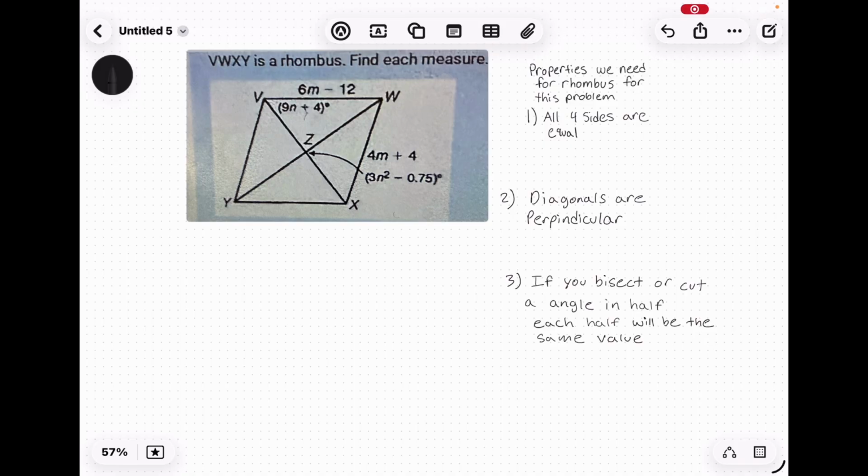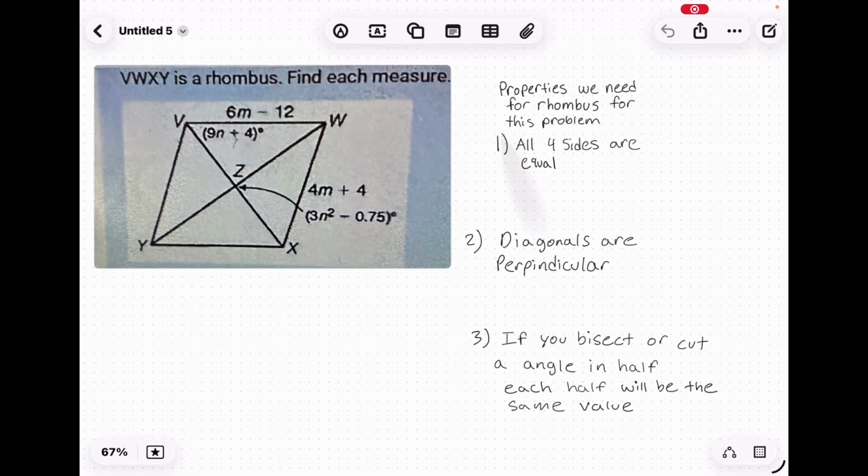First things to note when you're dealing with rhombuses, it's very important that you know all the properties. That is super important, which is why when I solved it for the first time during class, I made a mistake. So, three properties here for a rhombus that you need to use for this type of problem. The first one, number one, all four sides are equal on a rhombus. That is super important.